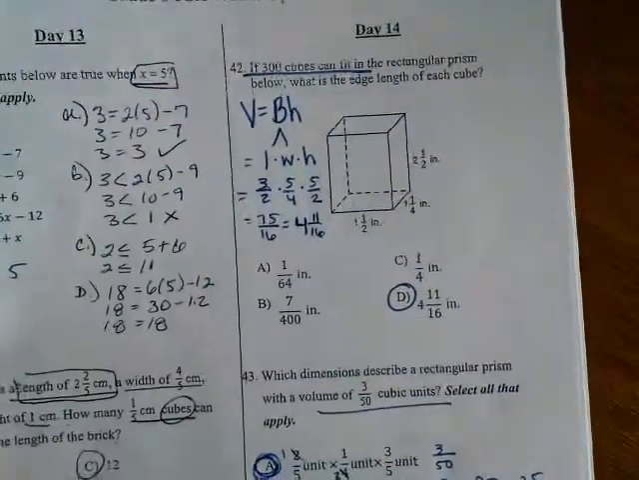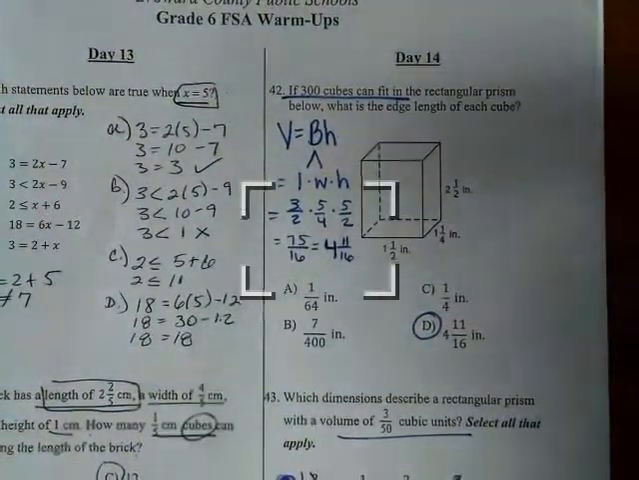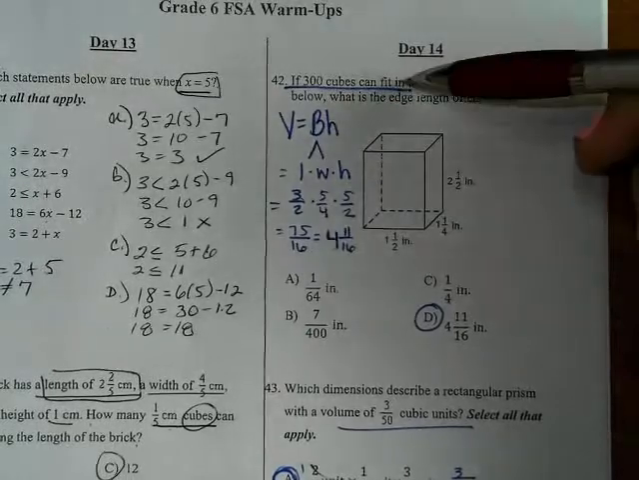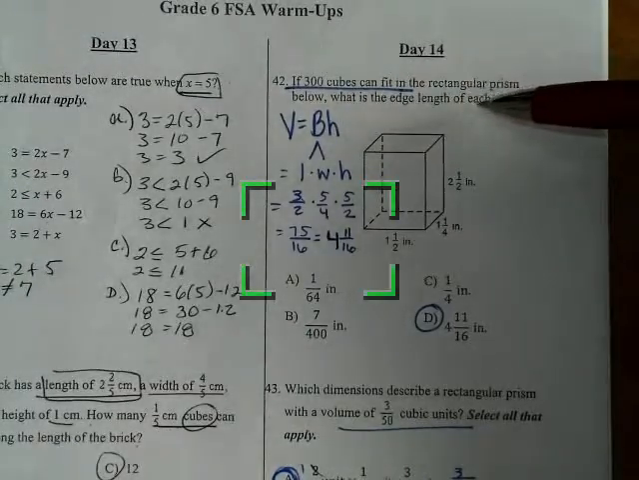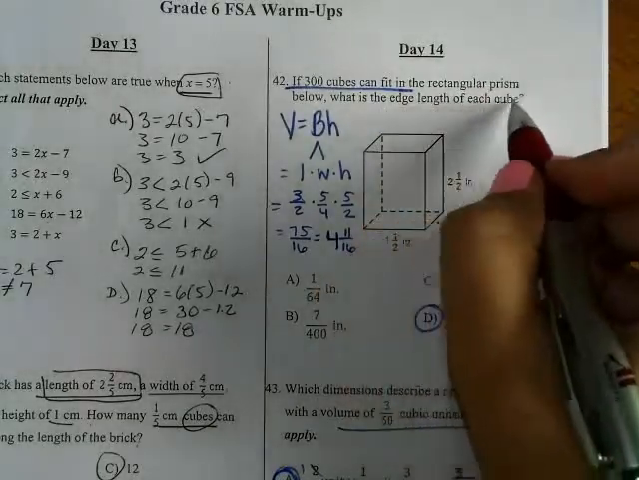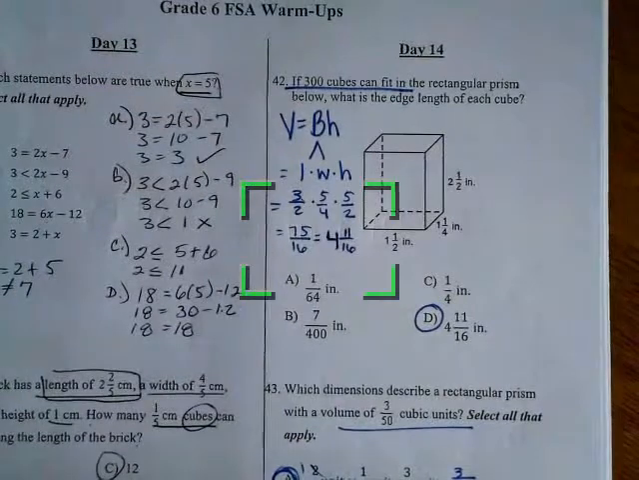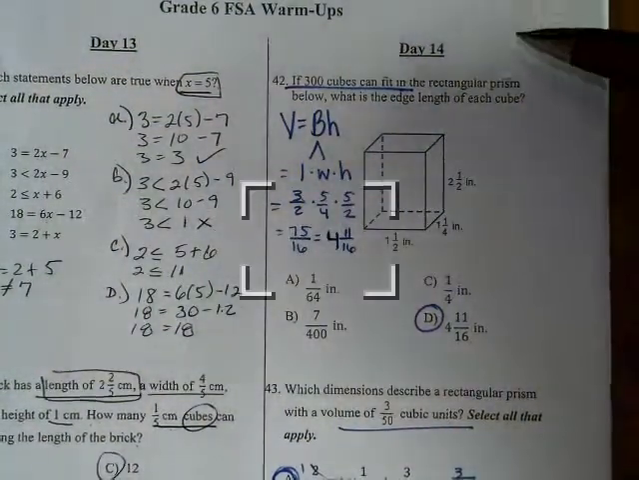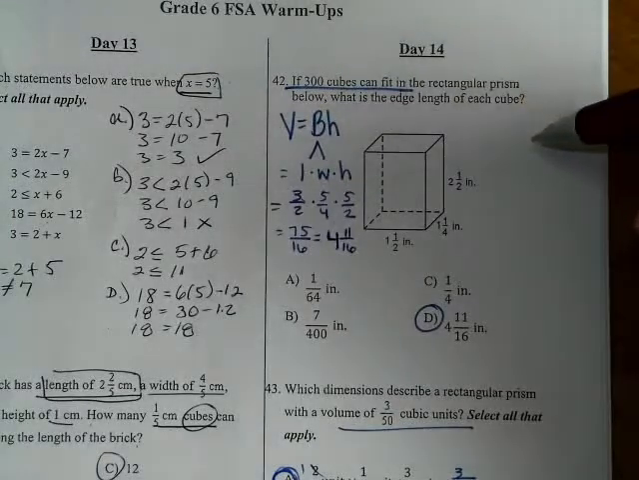All right. 42. Notice that it's done for you, but I'm going to explain it for you. If 300 cubes can fit in the rectangular prism below, what is the edge length of each cube? Okay, so they said 300 cubes can fit inside.